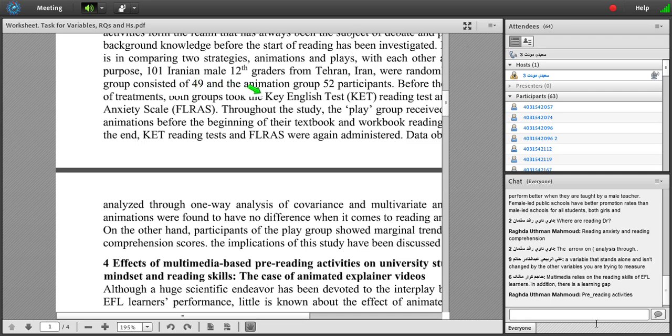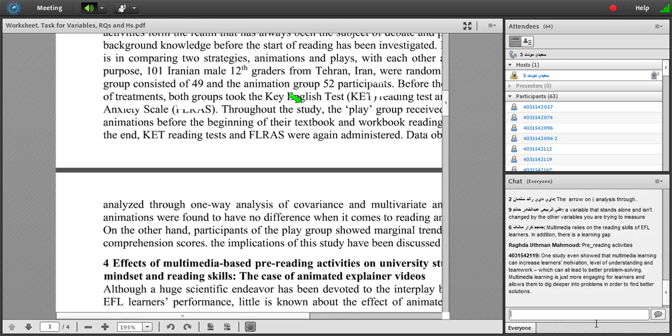What are the dependent variables? The effect of A on B. So B is the dependent variable, development of growth mindset and reading skills. Now, can you find a control variable here? What is the control variable in this research?